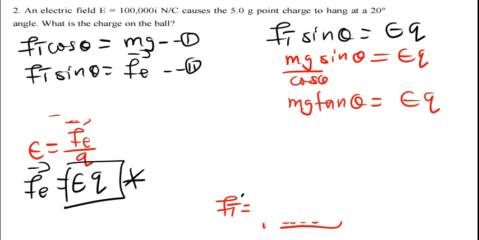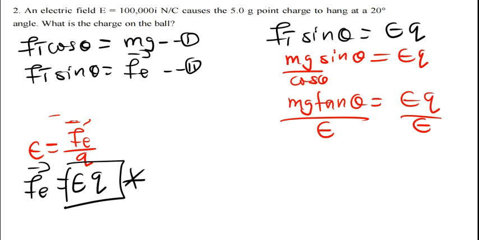Okay. Now we have everything. We have the angle, which is 20 degrees. We have the electric field. We want to find the charge. Divide both sides by E. Therefore, our Q will be mg tan theta divided by E.